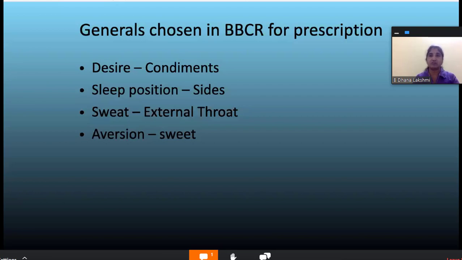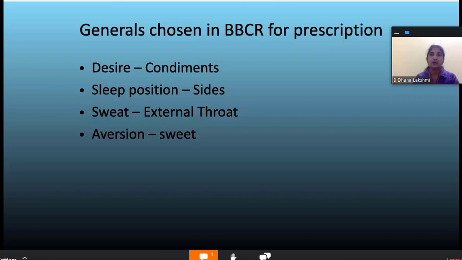The prominent generals which I found in her after complete case taking were that she had a desire for condiments. That was one general which I took. The sweat on the front part of the neck, I'd say, is what is called sweat of the external neck. In Boger Boenninghausen's repertory, if you go to the partial sweat, you will see that sweat external throat is written there. So, sweat external throat, and I had taken one more general, aversion to sweet, which was prominent in her. This was exclusively my own choice because I found all these things prominent in her.